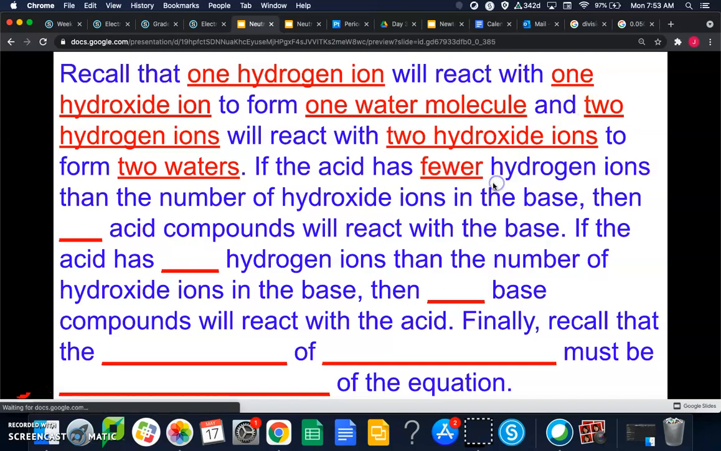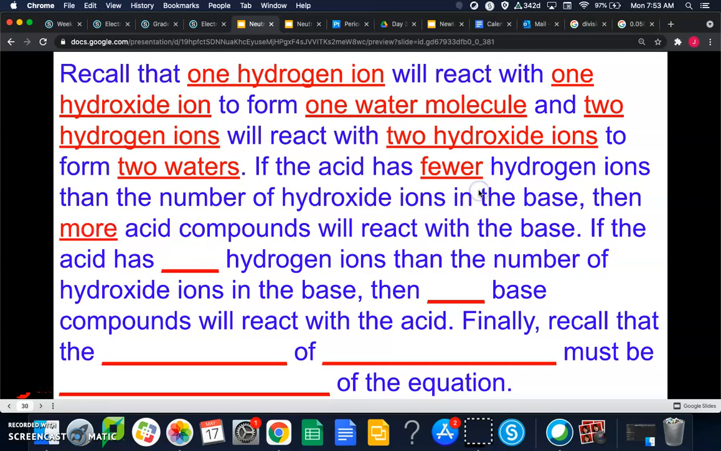If the acid has fewer hydrogen ions than the number of hydroxide ions in the base, so if we're dealing with one of those bases with more than one hydroxide ion, then more acid compounds will react with the base. If the acid has more hydrogen ions than the number of hydroxide ions in the base, so now if the acid has more H's than the base has OH's, then more base compounds will react with the acid.